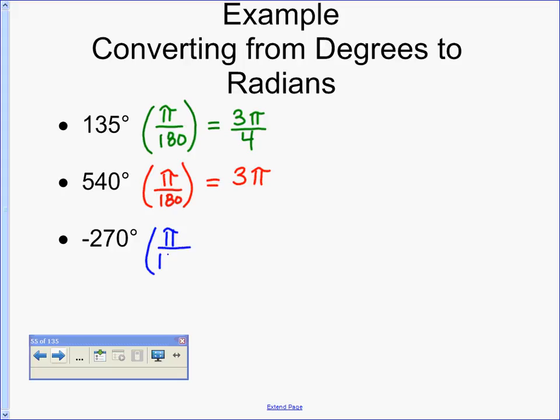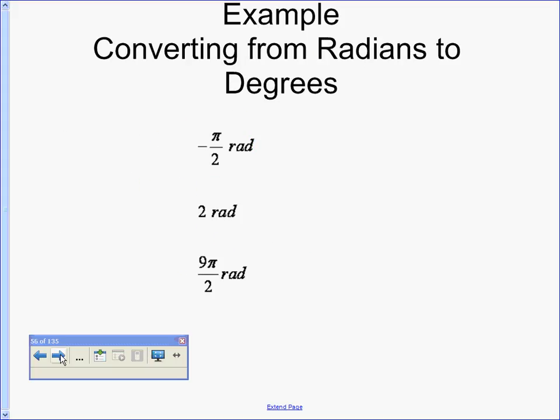Okay, and then our last one, we've got a negative angle measure. Still, we multiply by the pi over 180 because we want to convert to radians. Negative 270 divided by the 180 is going to give us negative 1.5, or negative 3 over 2, and then we keep our pi, negative 3 pi over 2. Right? So now let's practice a couple converting from radians to degrees here.